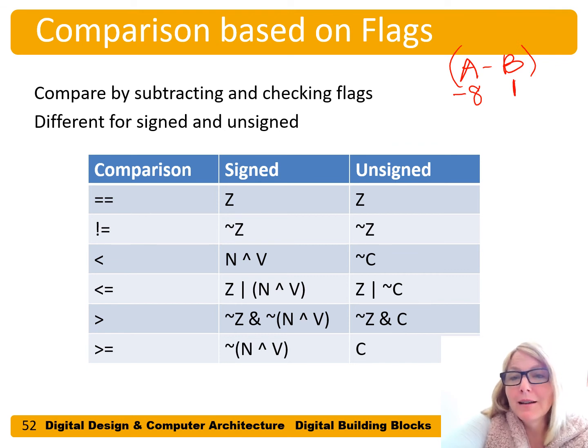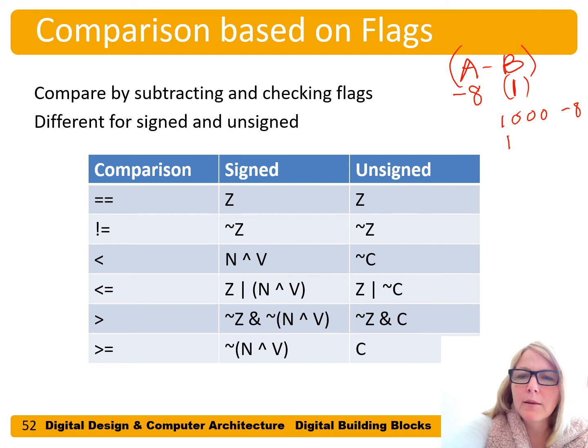Minus 8 minus 1 is going to give us minus 9. We know that doesn't fit in 4 bits. So let's see what happens. So minus 8 is 1, 0, 0, 0. There's our minus 8. And we're performing minus B. B is 1. So minus B is plus a negative 1. So this is performing A minus B, so minus 8 minus 1. We're going to add those together. We get 1, 1, 1, 0, carry the 1.